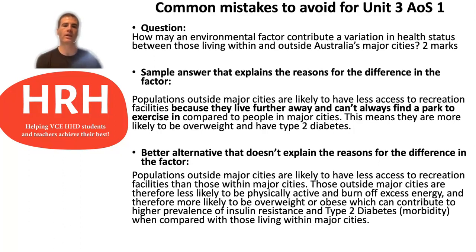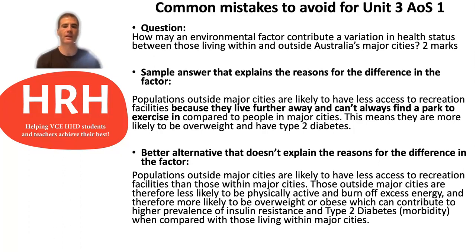So the better alternative doesn't try to explain the reason for that difference, but links it forward to a health condition and then on to health status. You can see down there the better alternative says that populations outside major cities are likely to have less access to recreation facilities than those within major cities. But then it says those outside major cities are therefore less likely to be physically active and burn off excess energy, which could lead to them being overweight or obese, and that can contribute to higher prevalence of insulin resistance and type 2 diabetes compared to those living within major cities.